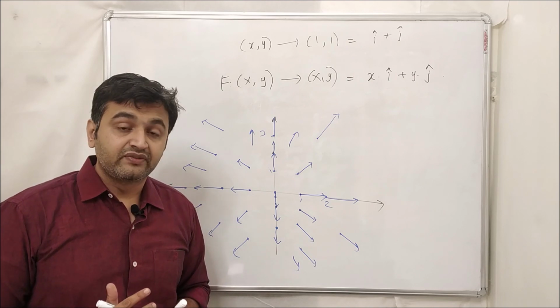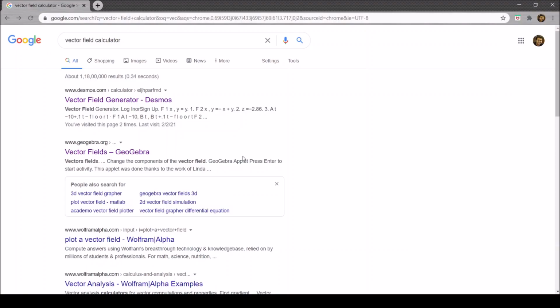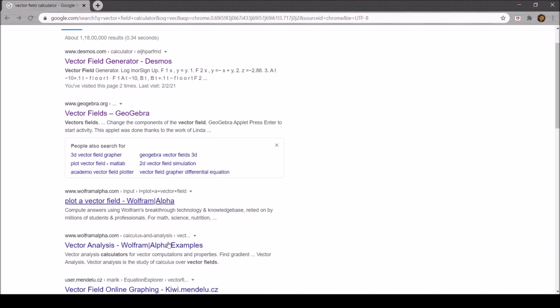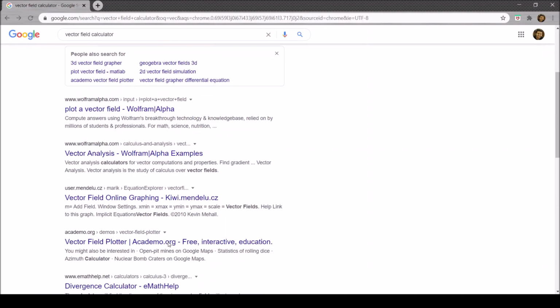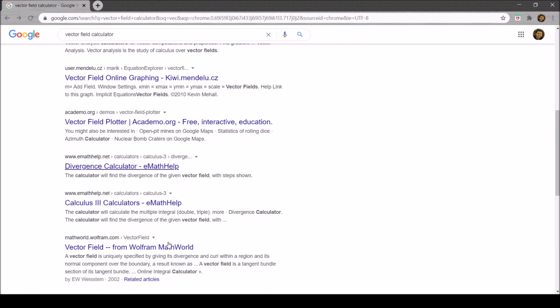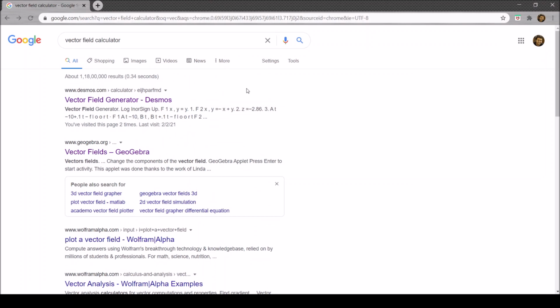Now let's see some of the examples using the software. There are plenty of calculators available to plot the vector field. When you go to Google, simply type vector field calculator. There is Calculus on Desmos, which is one calculator. GeoGebra, which I usually use. Wolfram Alpha is another calculator. There is a SageMath calculator. So there are plenty of calculators available.